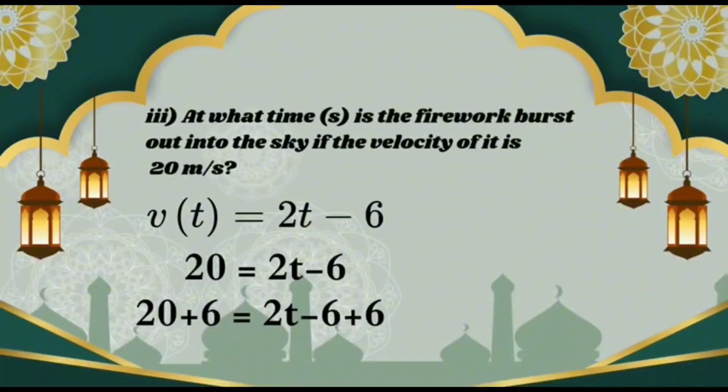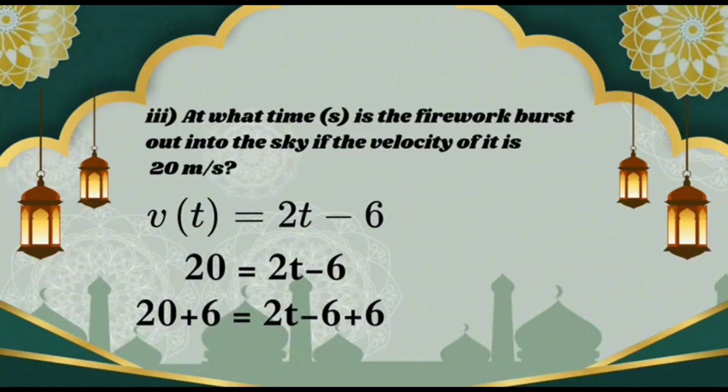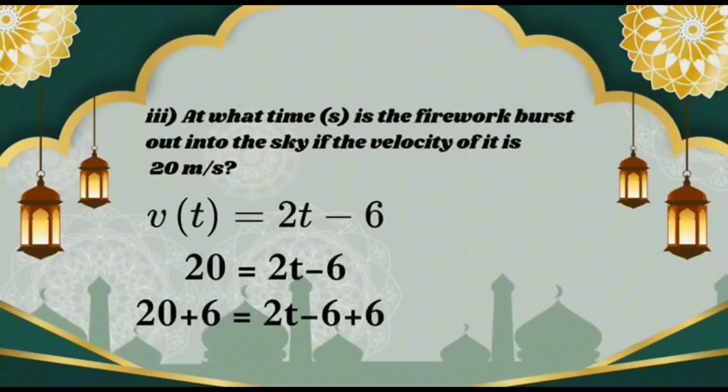Next, question 3. At what time does the firework burst out into the sky if the velocity of it is 20 meters per second? To solve this question, we need to write the equation of the velocity first, which is v(t) equal to 2t minus 6. Then, given in the question, the velocity of the fireworks is 20 meters per second. So, 20 equal to 2t minus 6.